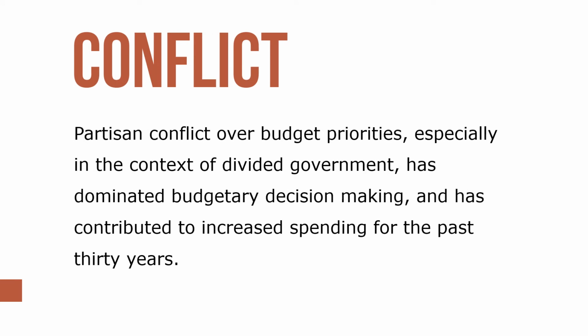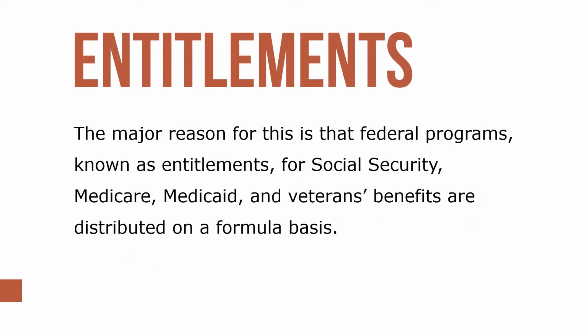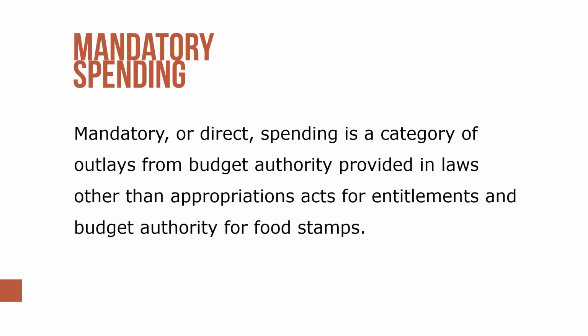Partisan conflict over budget priorities, especially in the context of divided government, has dominated budget decision making and has contributed to increased spending for the past 30 years. The major reason for this is that federal programs known as entitlements, for Social Security, Medicare, Medicaid, and veterans benefits, are distributed on a formula basis. As the number of eligible beneficiaries rises, expenditures automatically increase. Mandatory or direct spending is a category of outlays from budget authority provided in laws other than appropriation acts for entitlements and budget authority for food stamps.